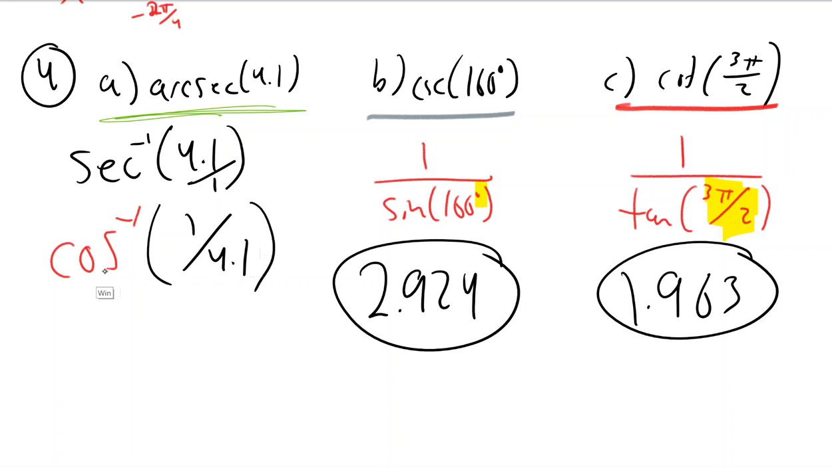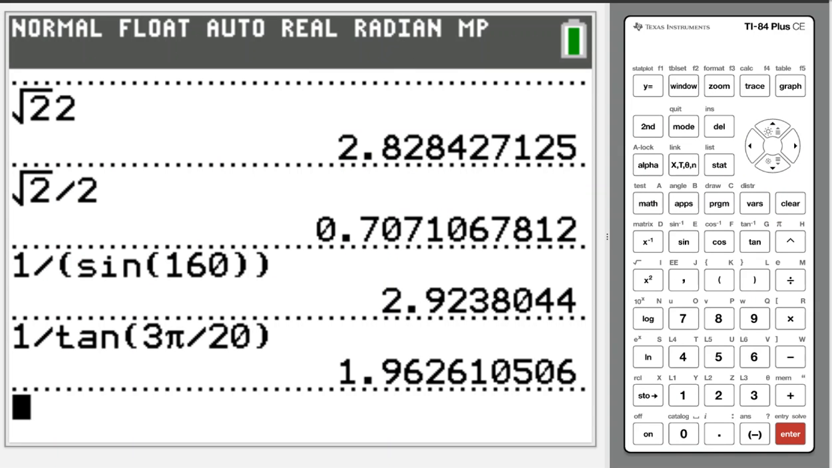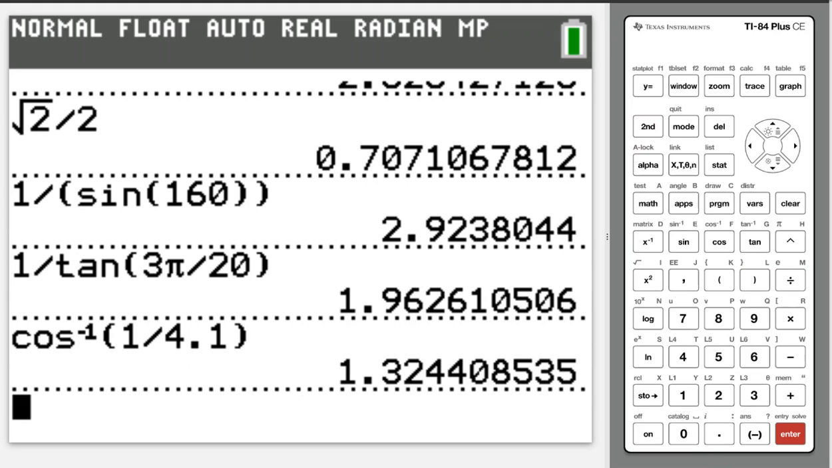So we would need to do inverse cosine of 1 over 4.1. It needs to be in radians. Inverse trig functions only exist in radians. So inverse cosine of its reciprocal ratio is 1.324.